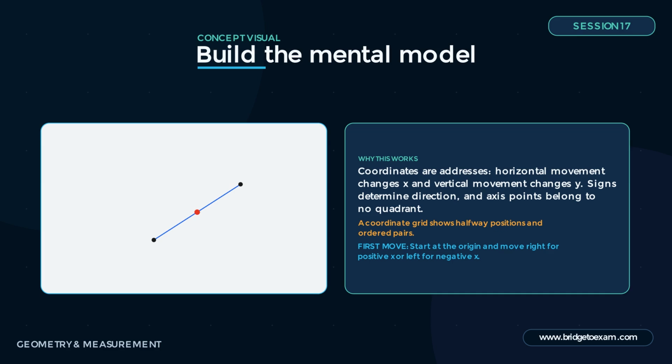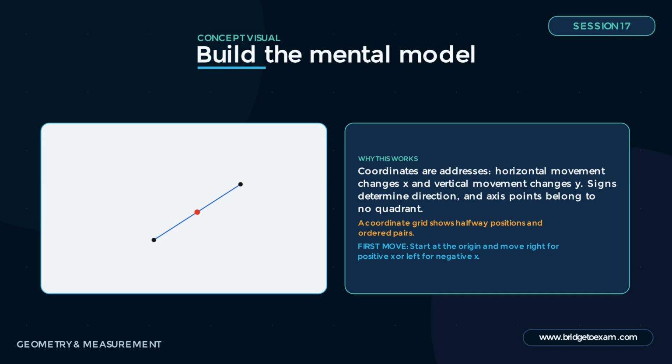A complete line of work should make the diagram, formula, substitution, arithmetic, unit, and conclusion easy for another learner to audit. Use this repeatable method. First, start at the origin and move right for positive x or left for negative x. Second, then move up for positive y or down for negative y.